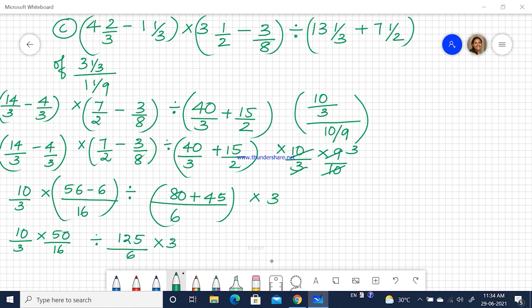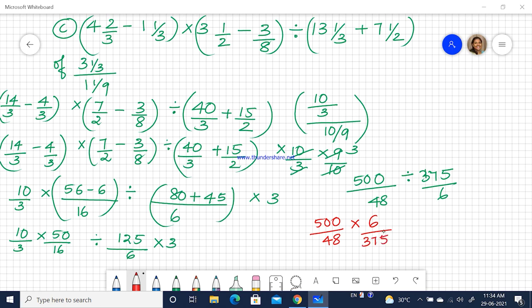So the whole expression can be written as 500 by 3 into 16 is 48 divided by 125 into 3 is 375 by 6. So this can be converted as 500 by 48 into 6 by 375. So divide, you will get 8 here. Now 5 into 100, consider this as 5 into 100. So you can divide this one and you will get it here as 20.